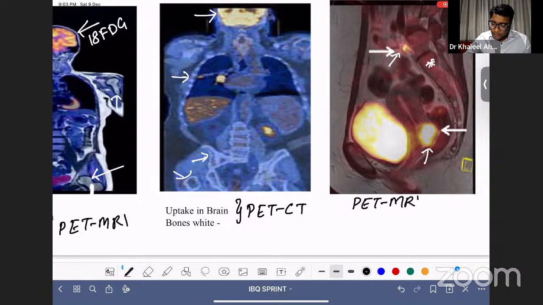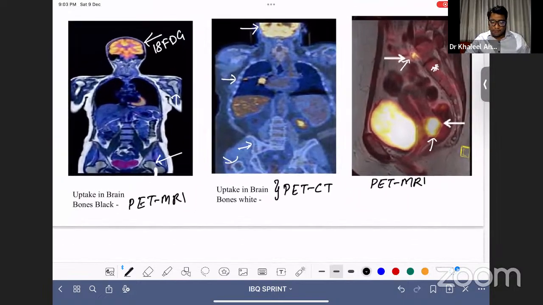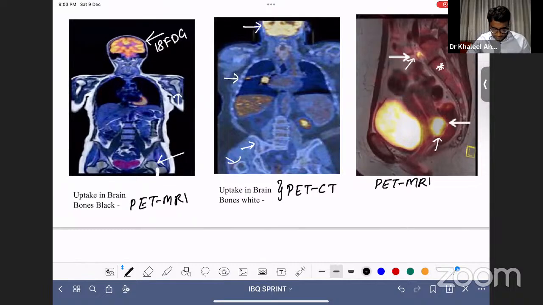So it's important to look at the bones. The cortical bone is white or black? If the bones are black, that would be a PET MRI. Are you all clear with the first slide? Shall we go to the next one?